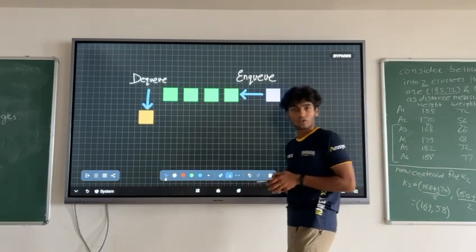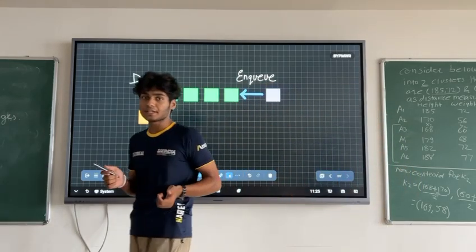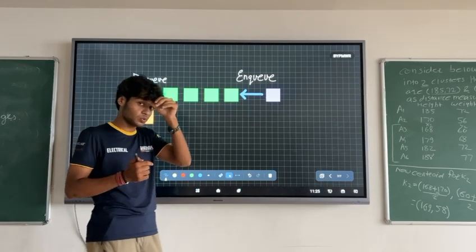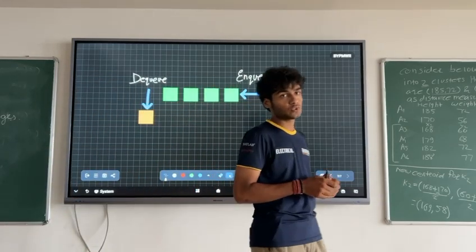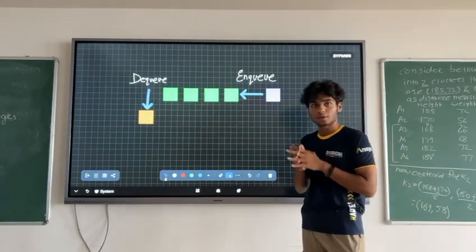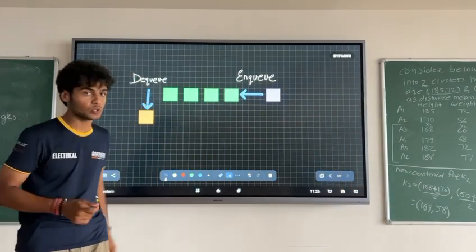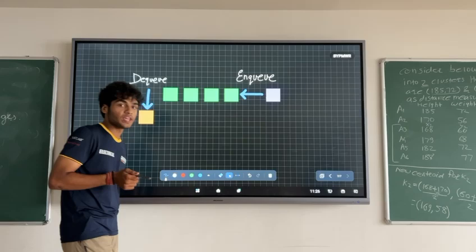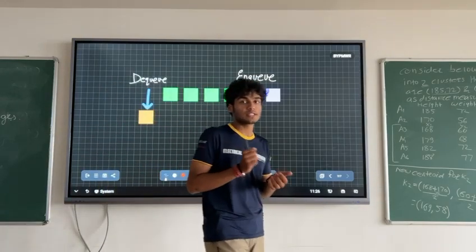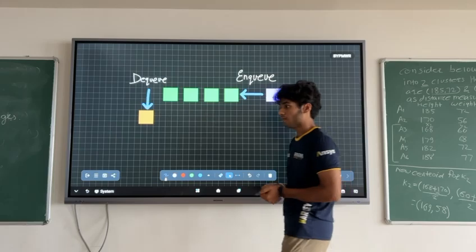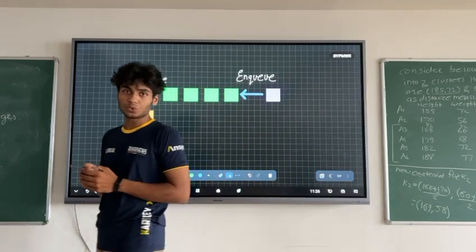There are further functions in queue such as peek, which shows the first element of our queue, and isEmpty and isFull, which return a boolean value that shows if our queue is empty or if our queue is full. Now we can implement queue using stack or we can implement queue using linked list. We will discuss implementing queue using stack.